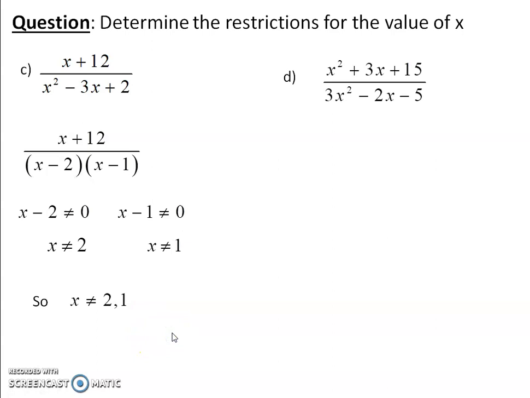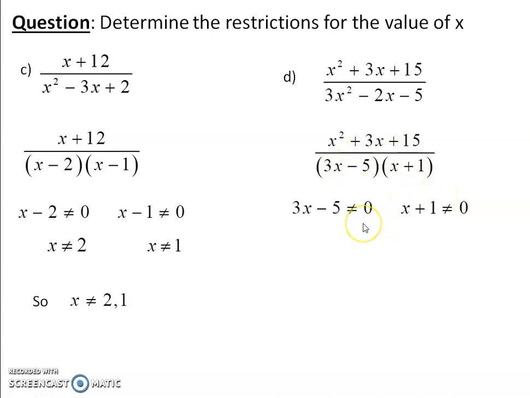And if you want to try this one as well on your own, I encourage you to pause, give it a try on a piece of scrap paper. I'll show you the answer. When I factor the denominator, it factors as 3x minus 5 and x plus 1. And when I take each one of those factors separately and set it not equal to 0, I have to isolate the variable. So in this case, I'll actually have two steps.